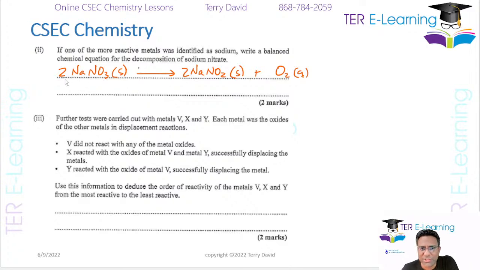3 2s are 6, oxygen on the left, 2 2s are 4 and 2 6. Yeah, so this equation is correct here. That's it for 2 marks.